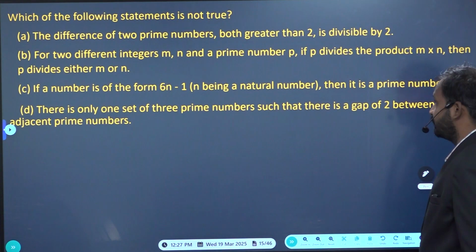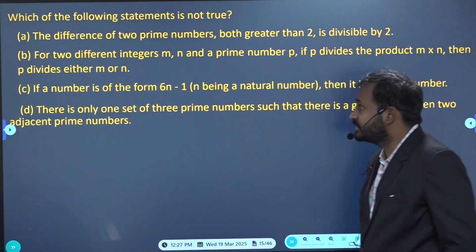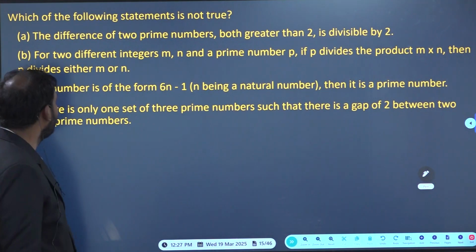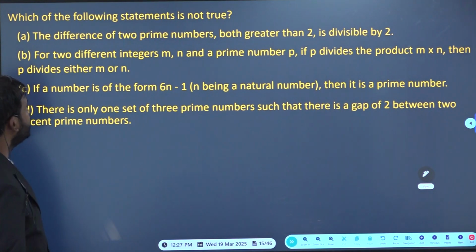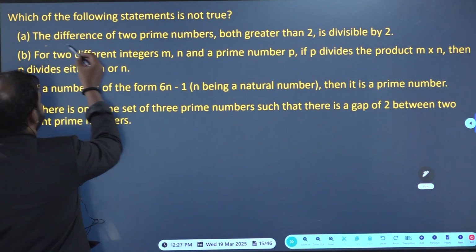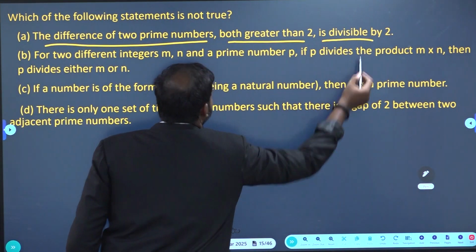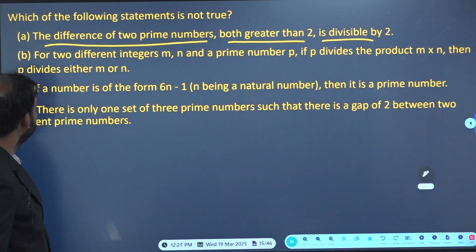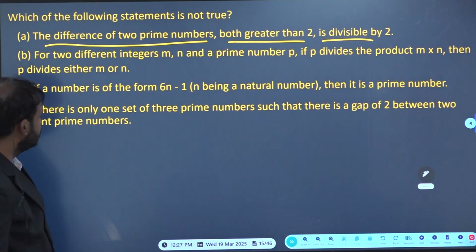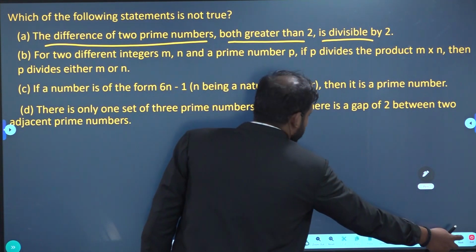Okay. Next one. Which of the following statements is not true? They are asking us which of the following statements is not true. The difference of two prime numbers both greater than 2 is divisible by 2. Right? We have already come across the same question earlier. We solved this one. Did we go backward?